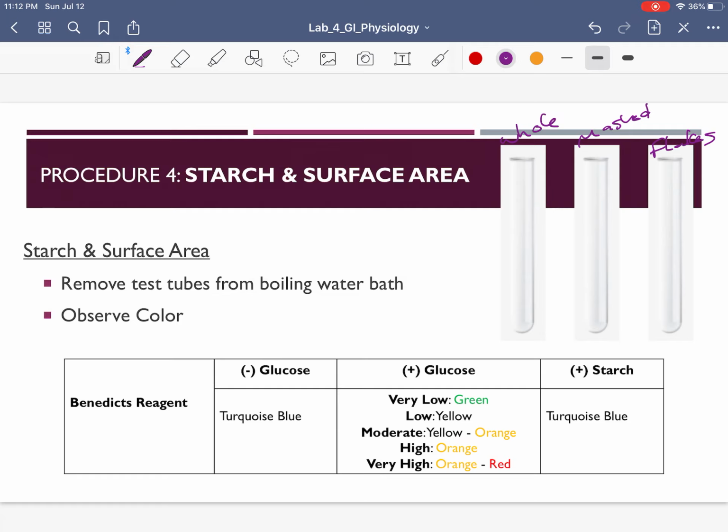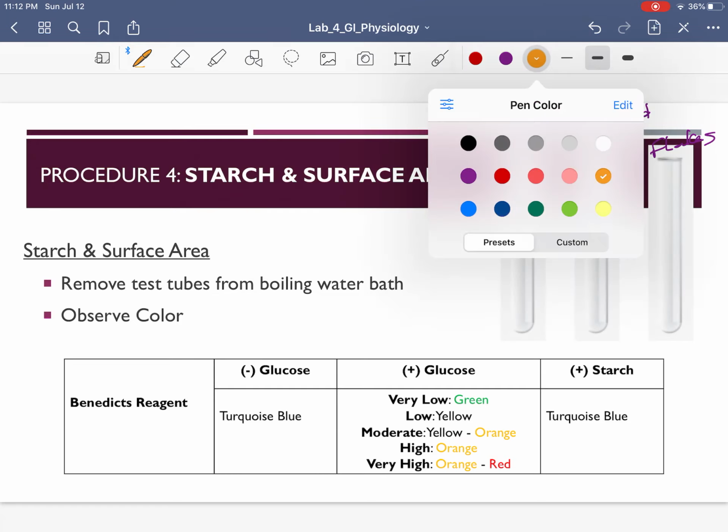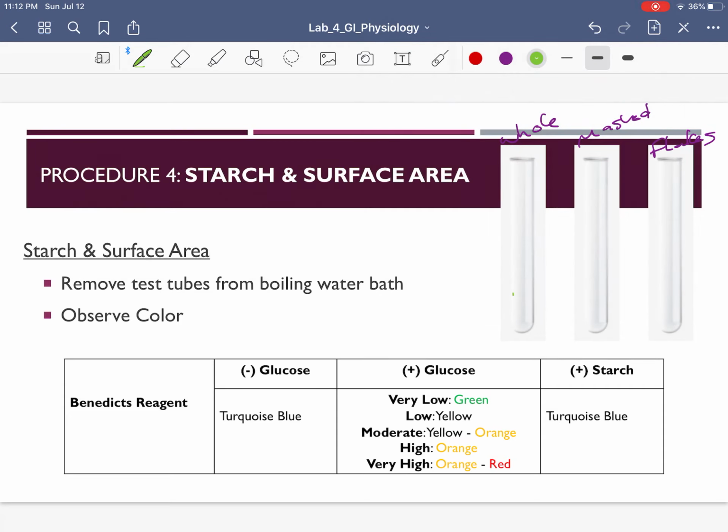Let me tell you what we're going to find. We're going to find this amount of glucose, or this amount of digestion, in the whole potato piece. We tend to find this amount of digestion in the mashed potato piece. And then we're going to find this amount of digestion in the flakes. So using the key here, because we're testing for simple sugar or glucose.